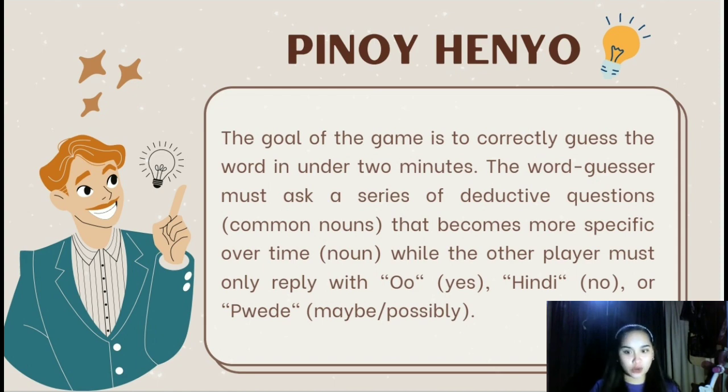So the goal of this game is to correctly guess the word in under 2 minutes. The word guesser must ask a series of deductive questions, common ones, where first they will ask if it is a person, thing, animal, or place. And that becomes more specific over time until the student guesses what noun it is. While the other player must only reply with oo or yes, hindi or no, pwede, maybe.